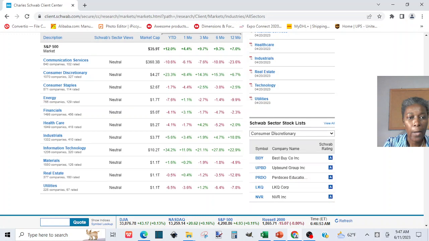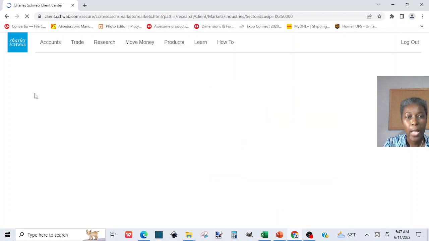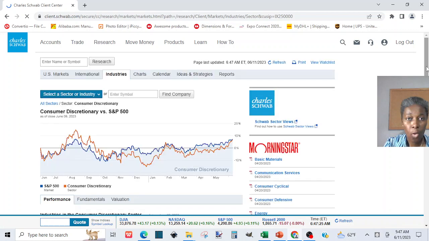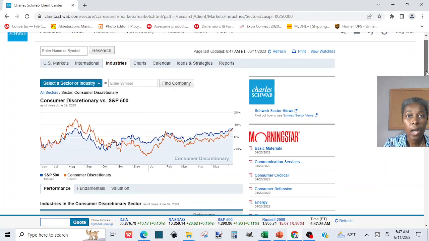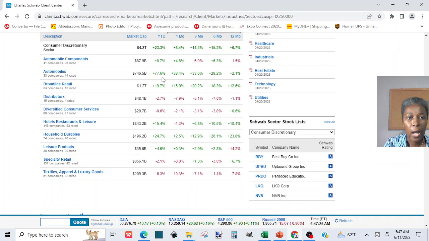And today we are going to continue with consumer discretionary. So we are going to click on that, but if there is another sector you are interested in, you click on that sector. So in this video, we are going to click on consumer discretionary. And under consumer discretionary, you'll find the industries that are in that sector. And we are going to work on diversified consumer services.